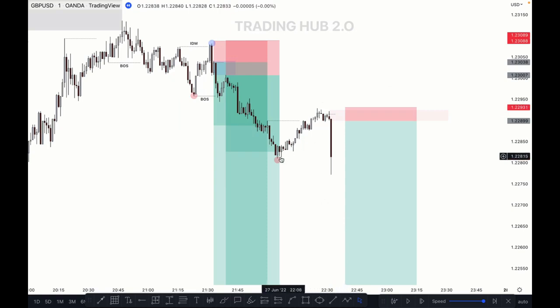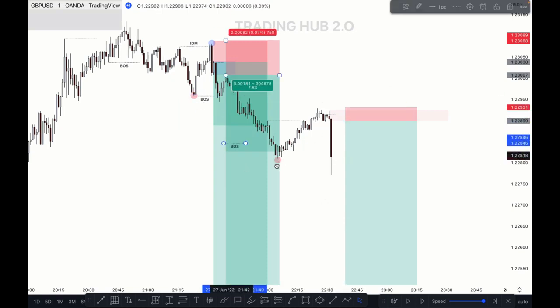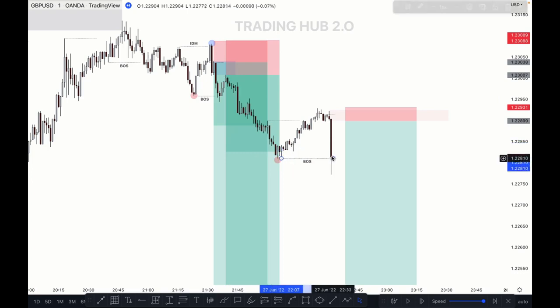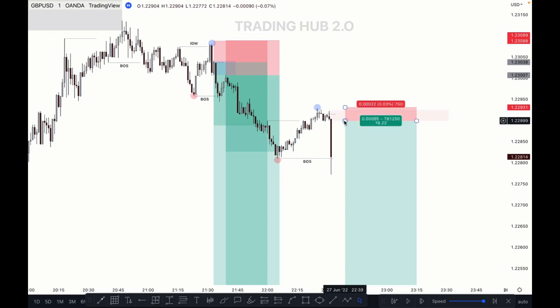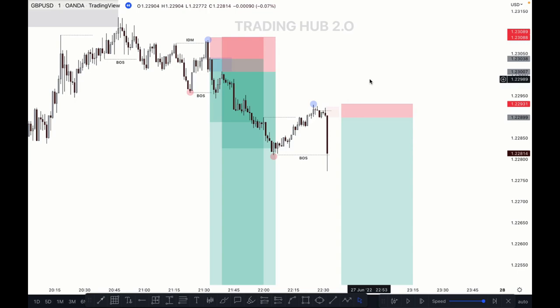So now we can see the market again breaks this structure, which is here, correct. So this high or low has been protected, which is here. So this structure is now confirmed, and you have to wait for the mitigation of this order block before the sell. So let's see what happened next.